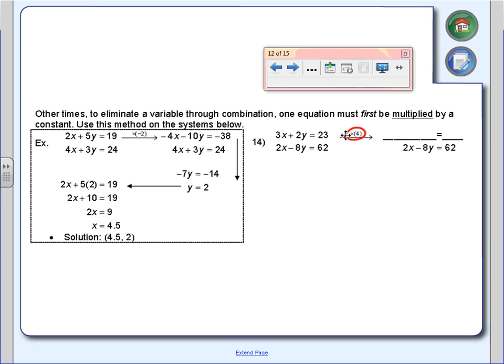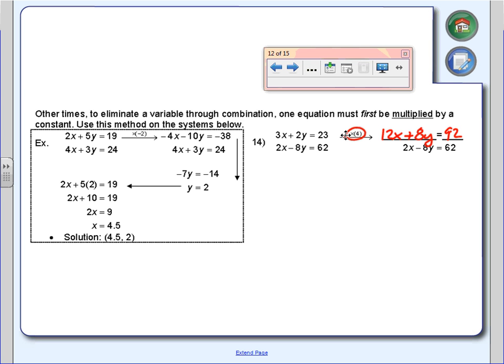We're going to take everything in the first equation, and we're just going to multiply it by 4. So 3x times 4 is going to give us 12x. 2y times 4 is going to give us 8y. And 23 times 4 is what? Put that in your calculator. 23 times 4 is 92.